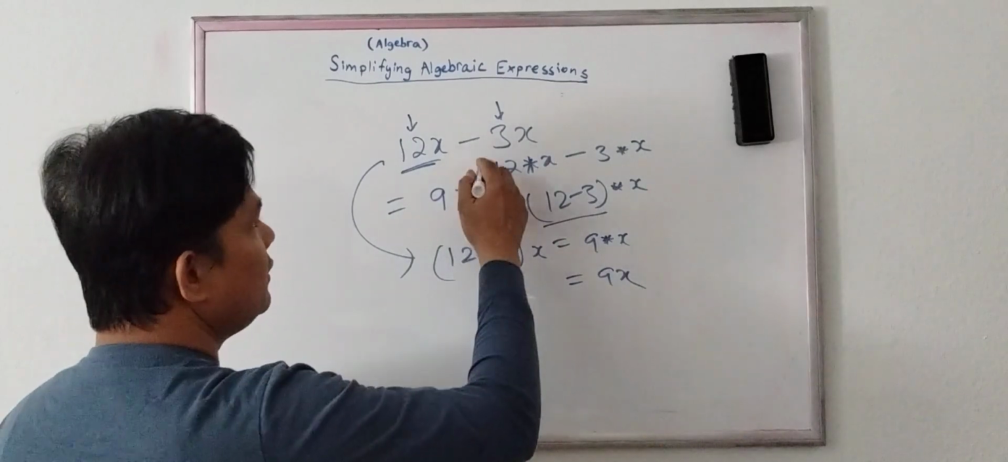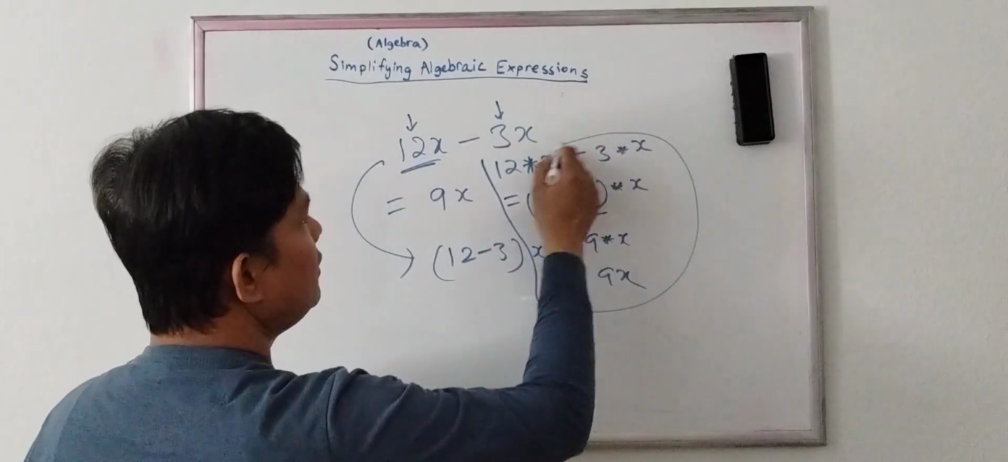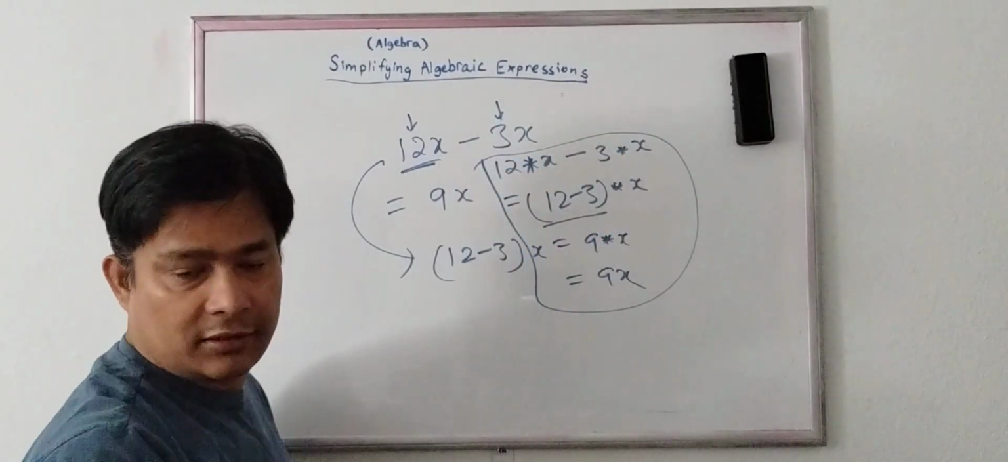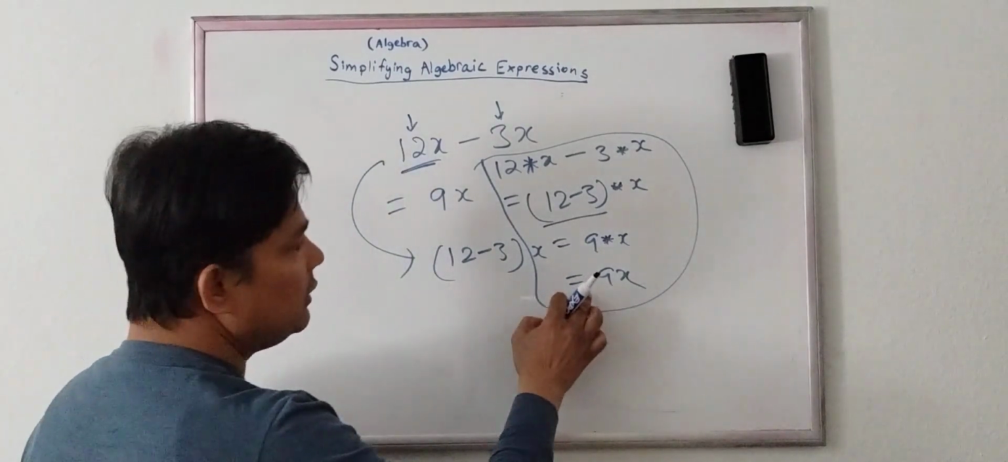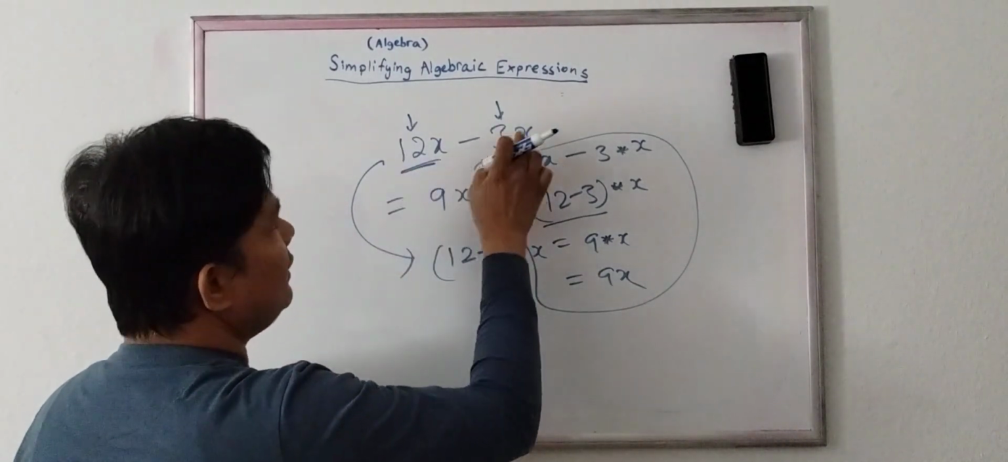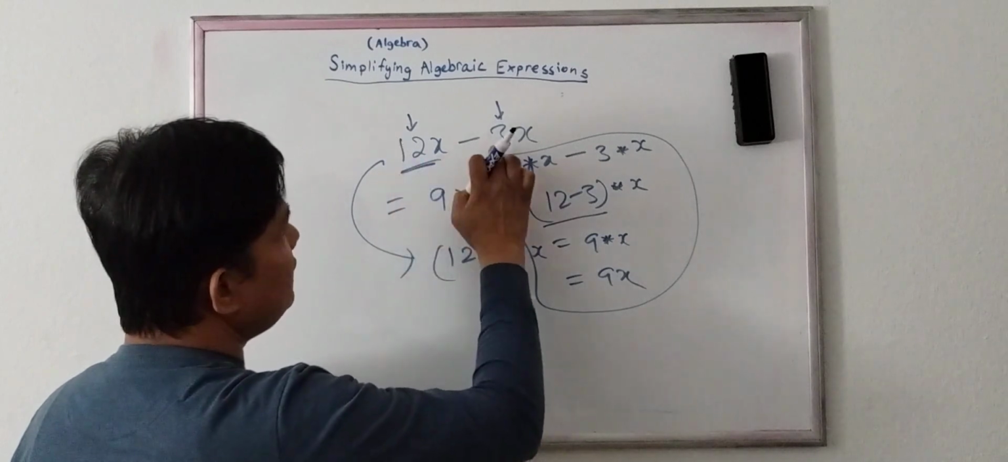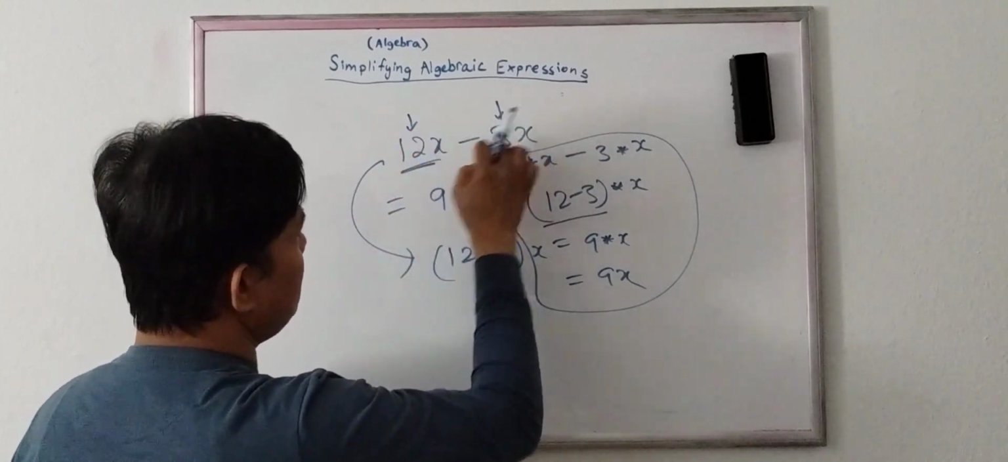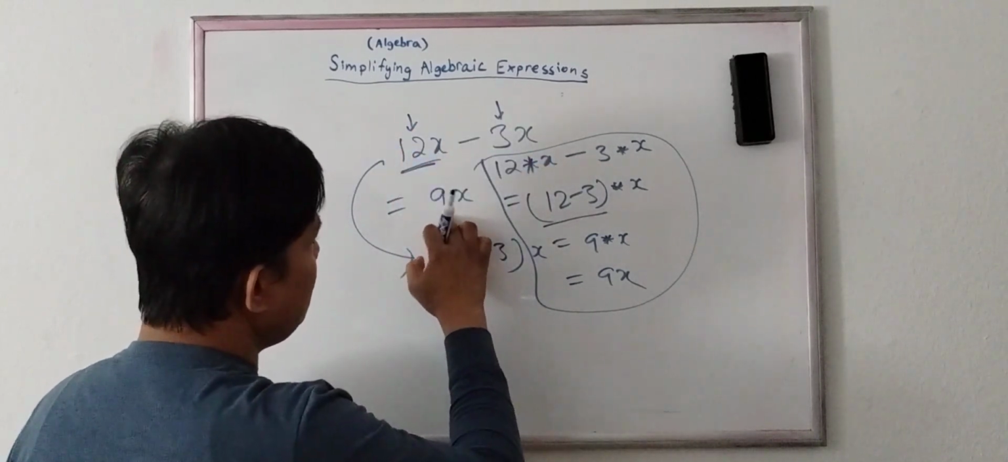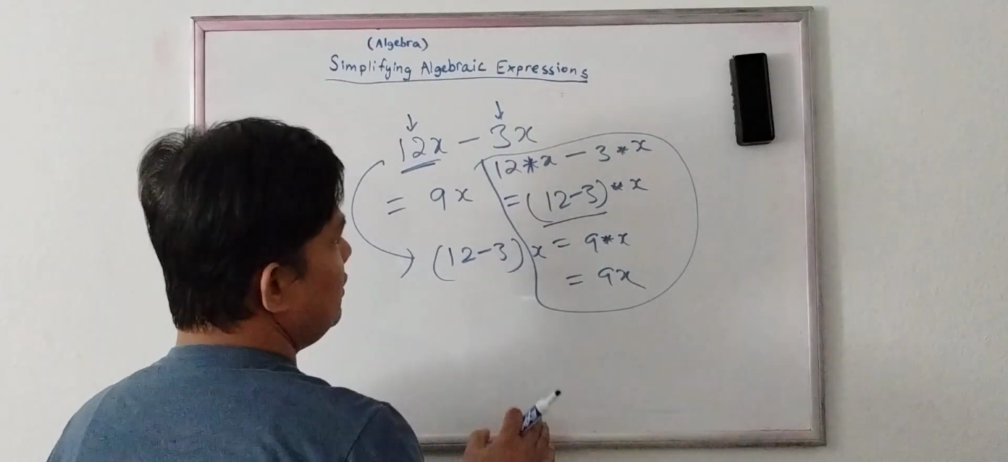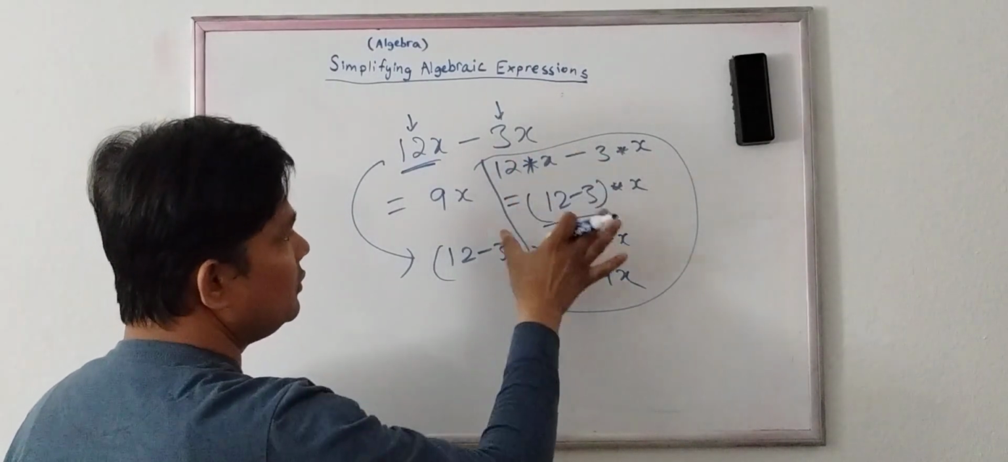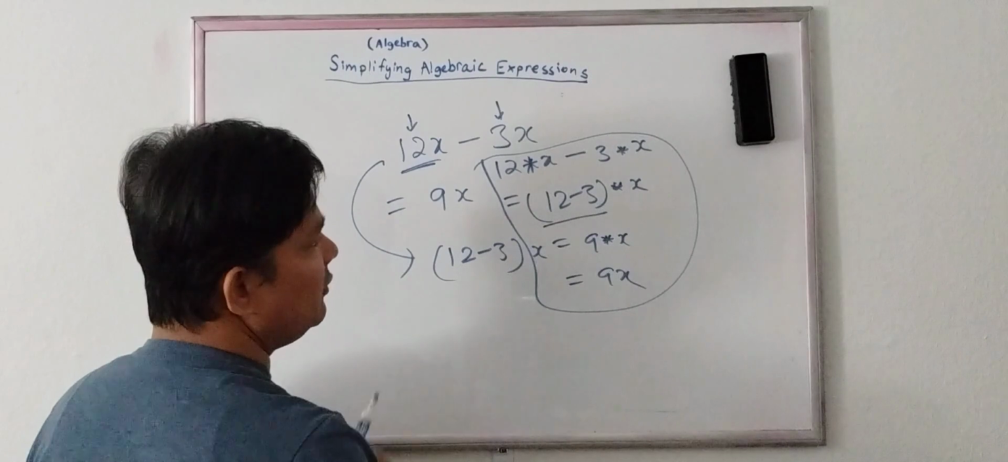So these are the steps to solve it. But you can just say, okay, here I have 12 as a constant and 3 as a constant, so I will just subtract 12 minus 3. It will give me 9, so it is 9x. But if you want to show all the steps, then you can do this.